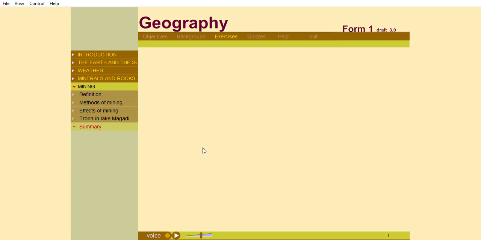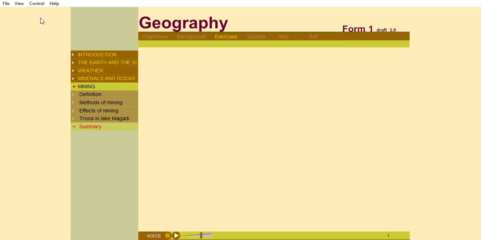Summary on mining. Mining is the process of extracting valuable minerals from the earth's crust. The main methods of mining are open cast, underground, and alluvial or placer. Main effects of mining: clearing of vegetation cover and displacement of people, ugly heaps of rock waste, air pollution leading to respiratory diseases, water pollution, open holes which can lead to accidents, open holes breed mosquitoes which can cause malaria, and noise pollution can lead to deafness.